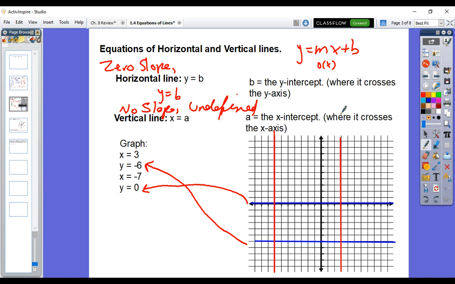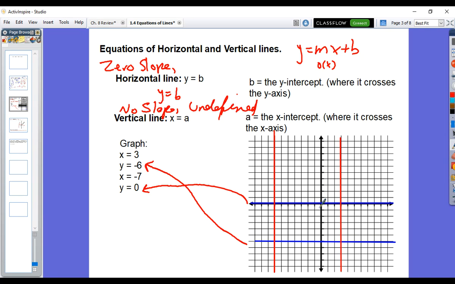So for example, this one right here, here's the ordinate, go 1, 2, 3. The value of x is 3, so the equation is x equals 3. This next one right here, it's at negative 7, so x equals negative 7.